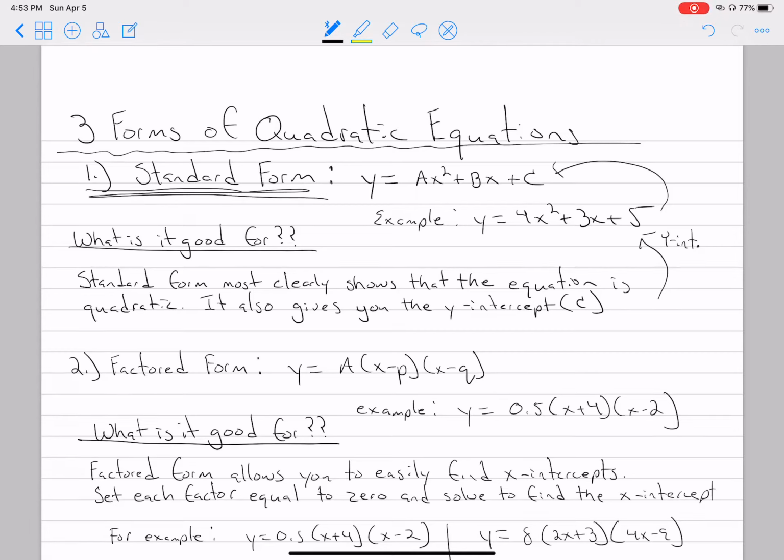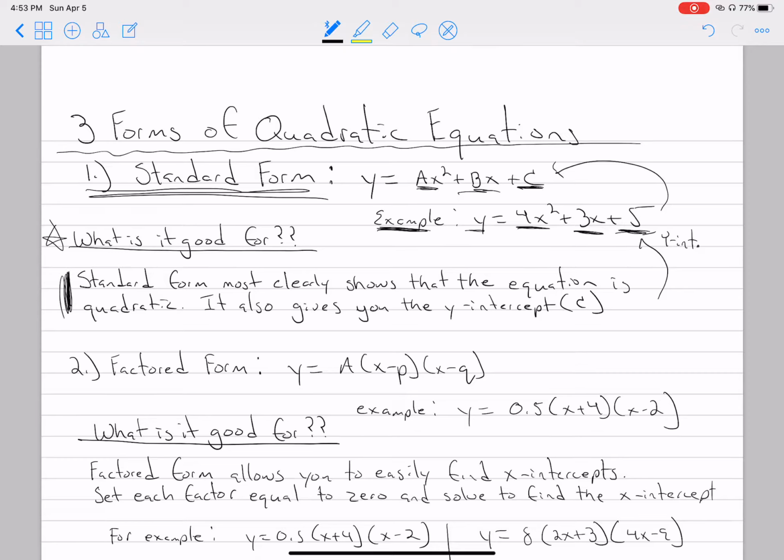So standard form is y equals ax squared plus bx plus c. So for example, y equals 4x squared plus 3x plus 5. All right, you can pause whenever you need to. But you might want to know, well, Mr. Bass, what is this standard form good for? Well, let me tell you.